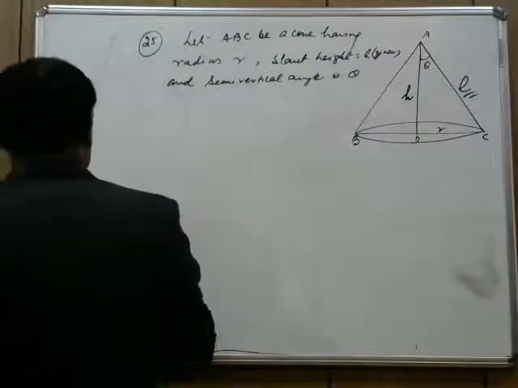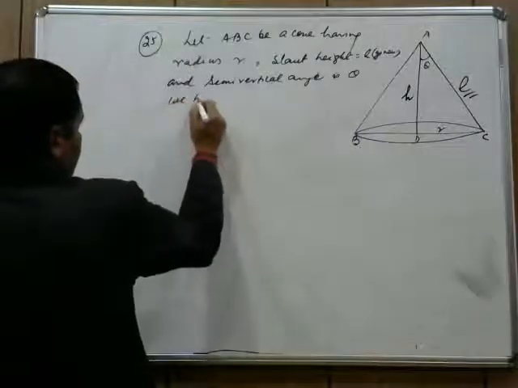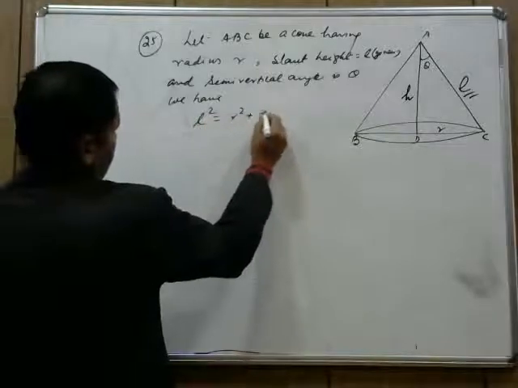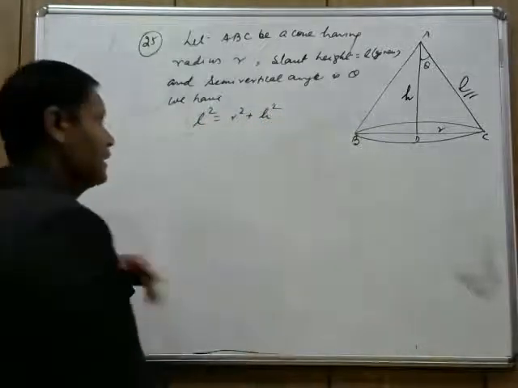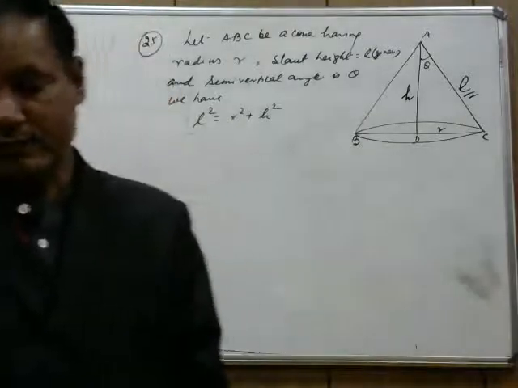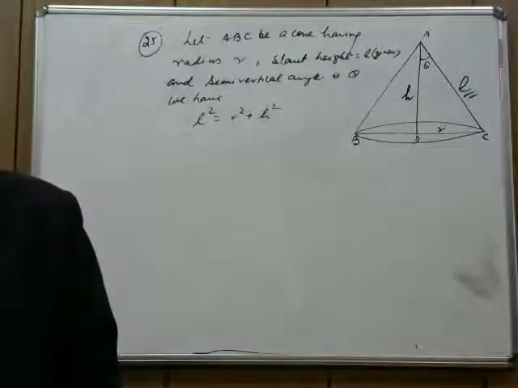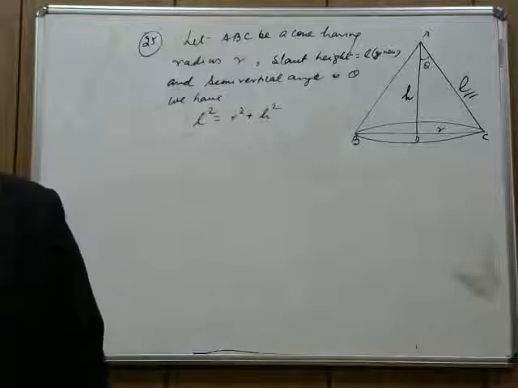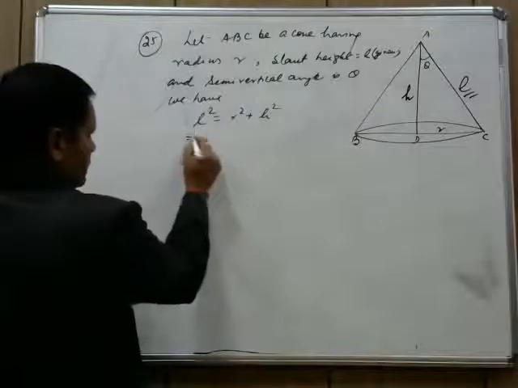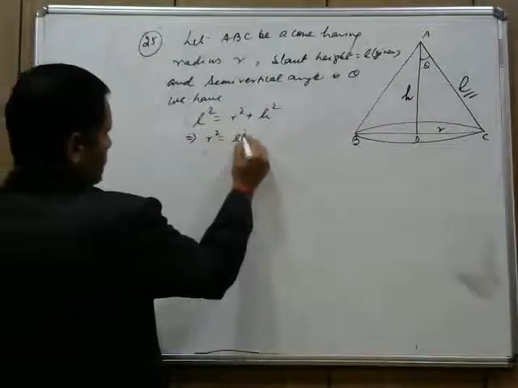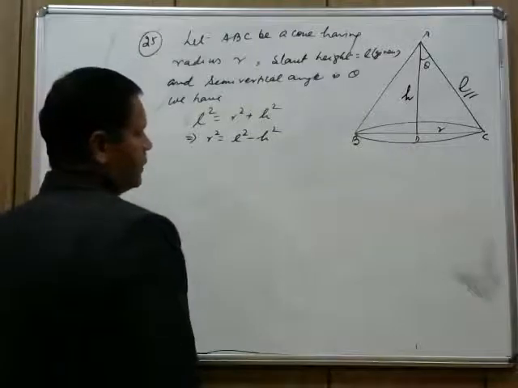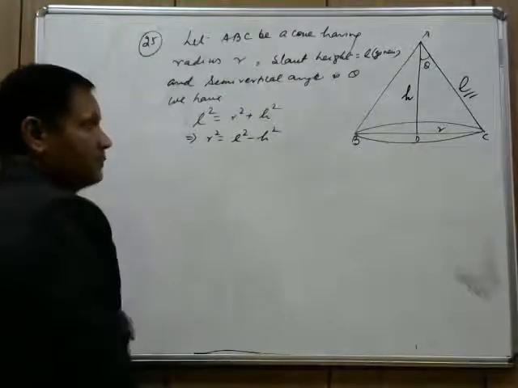L square is equal to R square plus H square. L square is already given. When L square is given, then can I write R in terms of L? It implies that R square is equal to L square minus H square. Okay, which function do I have to differentiate?